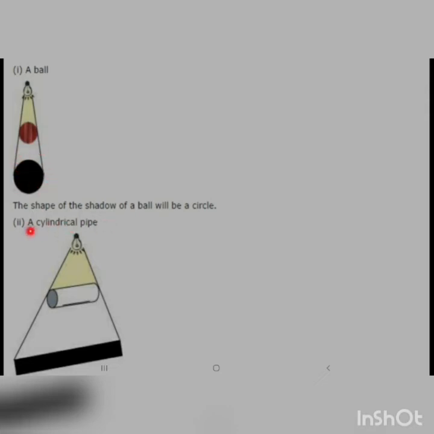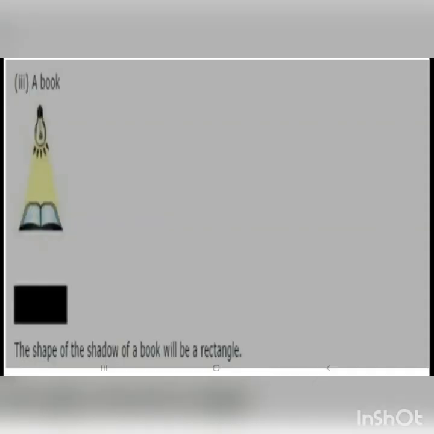Next, a cylindrical pipe. What shape did we get? It's a rectangle. Then a book. When we take the shadow of a book, what do we get? Again a rectangle. So this way also we can view. Actually, that book has the shape of a cuboid, and the shadow of that book has the shape of a rectangle.